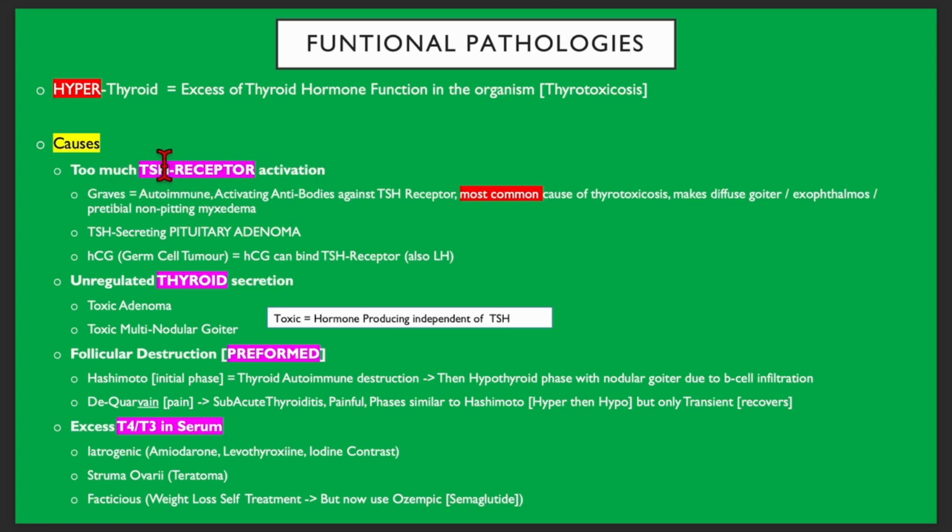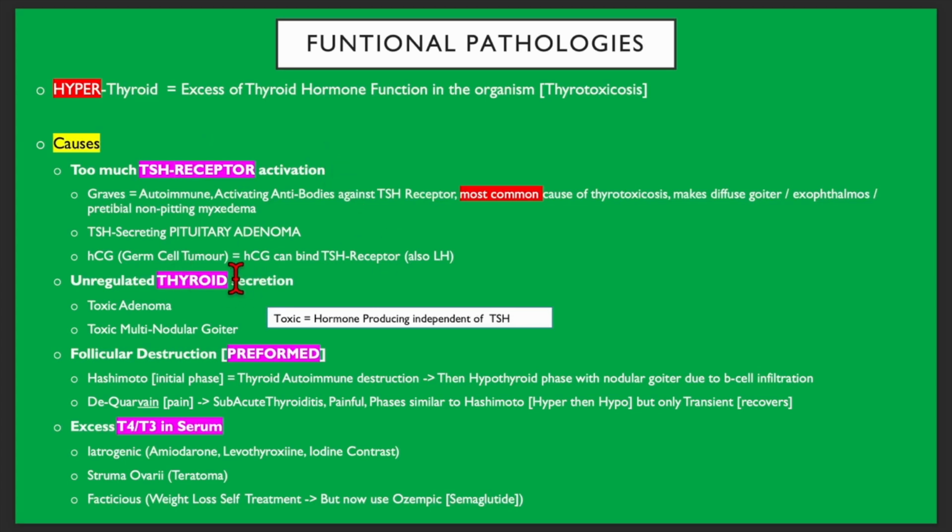You know that we have TSH going to the thyroid, and then you have some diseases that will cause the receptor to be activated, and of course this will cause more hormones. The most common cause of hyperthyroid is Graves' disease, and we will talk about it in detail later on. Also, it can be a pituitary adenoma that is secreting TSH, or remember that human chorionic gonadotropin is similar to TSH and similar to LH, so it can bind to these receptors. So HCG can bind to the TSH receptor or the LH receptor and cause hyperactivation.